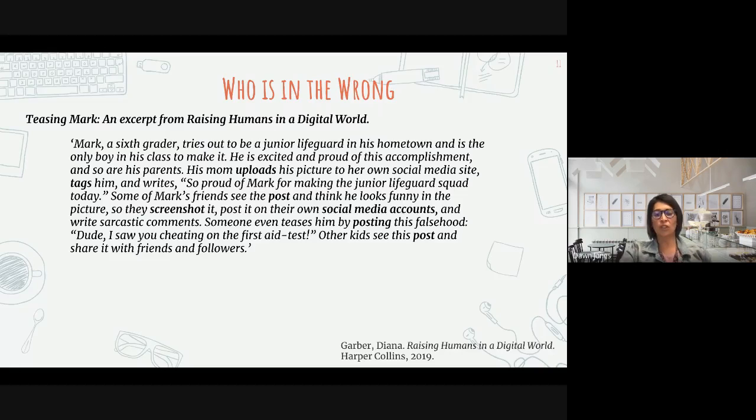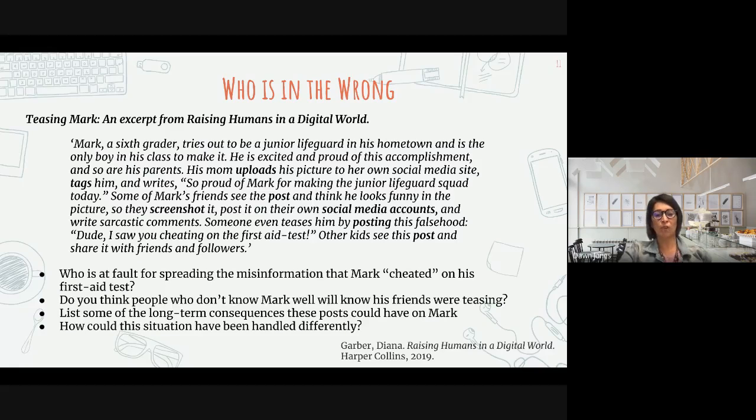So here are some questions to think about. Who is at fault for spreading the misinformation that Mark cheated on his first aid test? Do you think people who don't know Mark well will know his friends were teasing? And then we would want to list some of the long-term consequences these posts could have on Mark. And then how could this situation have been handled differently?